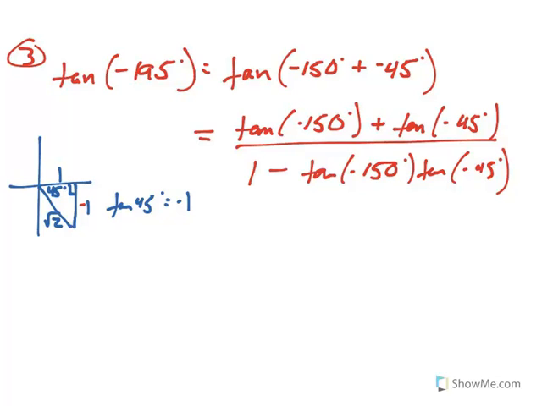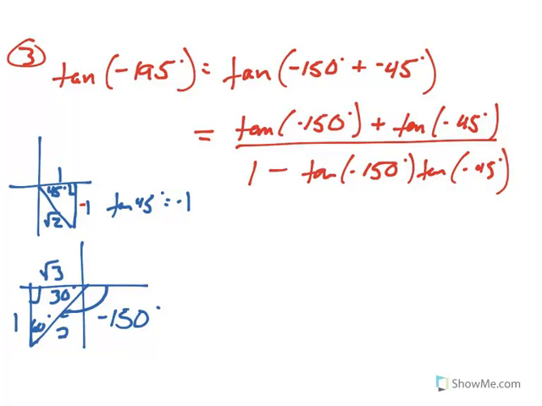And then negative 150, rotating clockwise, that's going to give us a reference angle of 30 degrees. 30 plus 150 is 180. Opposite 30 is going to be 1. Opposite 60, square root of 3. Opposite 90 is 2. We're in quadrant 3. We went left and we went down. Tangent of negative 150 is y, which is negative 1, over x, which is negative square root of 3. That rationalizes to square root of 3 over 3.